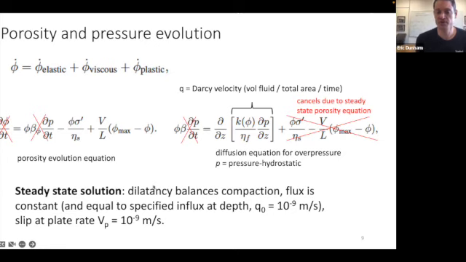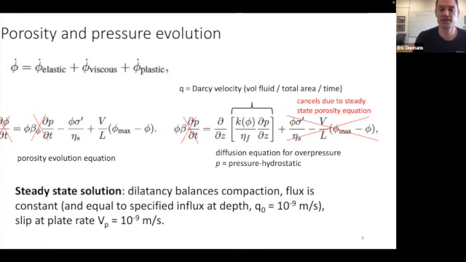And so first I'll look at a steady state solution. So what is it that actually sets the distribution of fluid pressure with depth along faults? That's so fundamentally important to our modeling. The steady state here, we only get one if we balance dilatancy and compaction. And we'll set the fluid flux constant. We'll set it equal to a value that I think is reasonably appropriate for many faults.